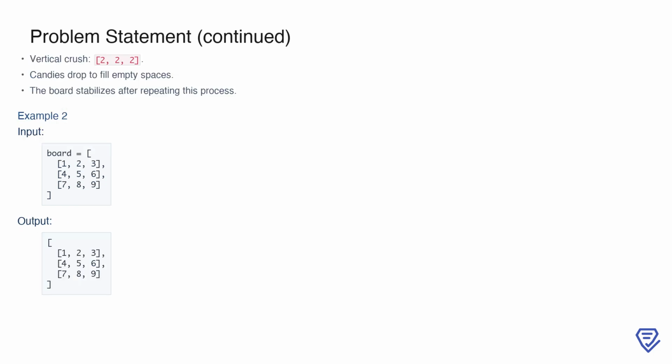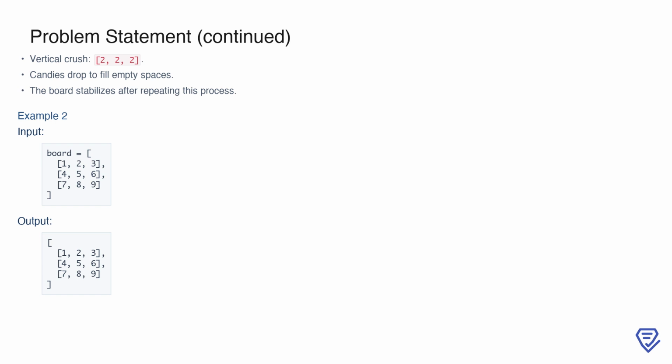In this example, the crushing process involves both horizontal and vertical groups. For instance, a horizontal group of 2, 2, 2, 2, and a vertical group of 2, 2, 2 were identified and crushed. After each crushing step, candies above the empty spaces fell down to fill the gaps. This cycle repeated until the board reached a stable state. The final board shows the result after all operations, where no further groups of 3 or more adjacent candies can be found.